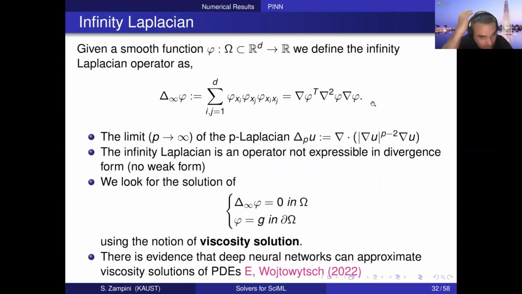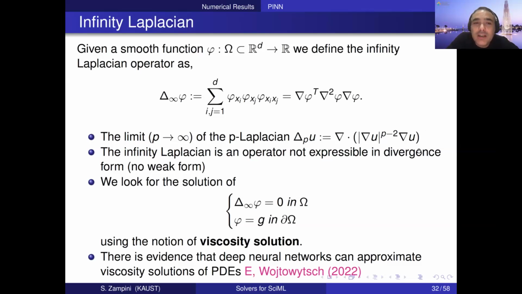So, numerical results. First of all, some results for PINNs, physics-informed neural networks. We decided to test PINNs on a problem for which we don't know of a good solver in FEM or finite differences, which is called the infinity Laplacian. The infinity Laplacian is the action of the Hessian of the scalar function on the gradient. This is a PDE that has no weak form, which means it is not expressible in divergence form, so you have to do tricks to use it in finite elements or other methods that use weak forms.